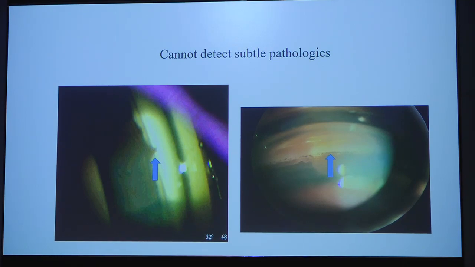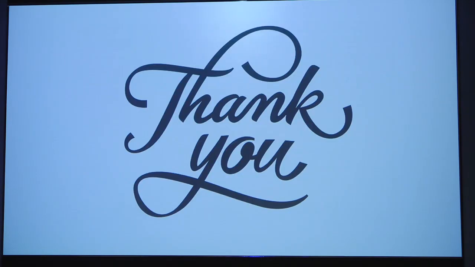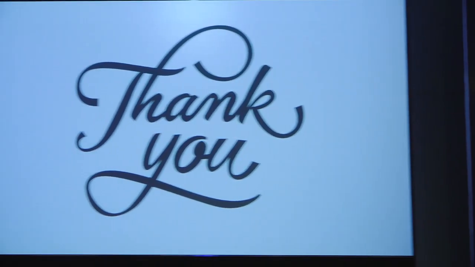Again, to reiterate and emphasize the same point, all these imaging technologies cannot detect subtle pathologies like goniosynechiae and pigmentation, which are so very important for the diagnosis and management of primary angle closure disease. So all this cannot be picked up on UBM and can only be seen on gonioscopy. So it is definitely a very useful tool, but only as an adjunct and definitely not a substitute for your clinical assessment. Thank you.